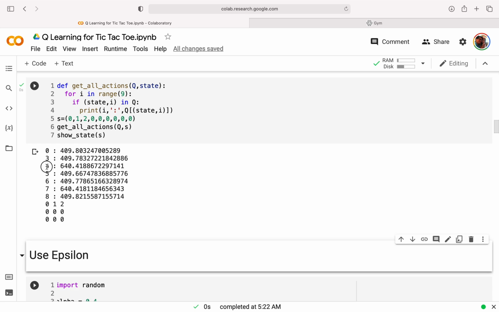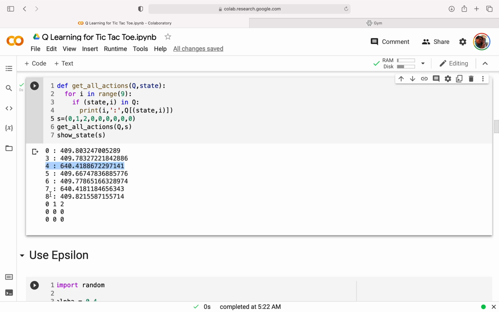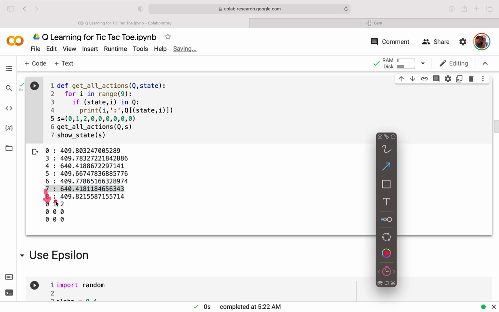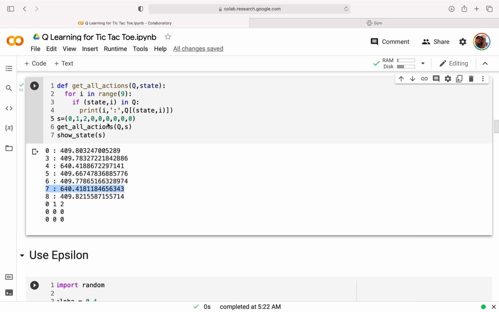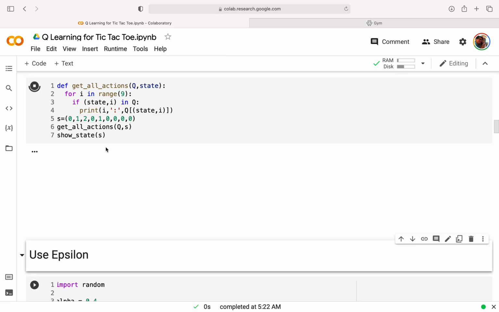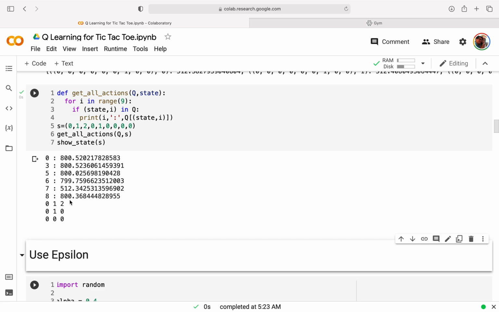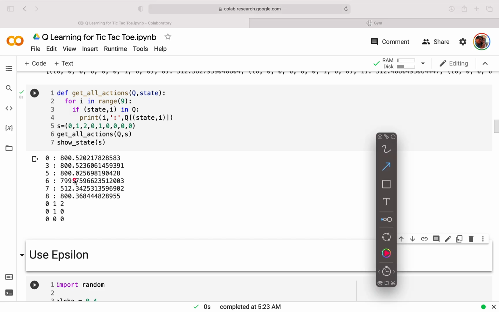if you place one at location four, the value of Q is higher than the others. Where is four? This is 0, 1, 2, 3, 4. So it means that if you place at the middle, if you place one here, you will get this board. And you can see that this is two, right? If you put two in the first position, it means that number one will win, right?